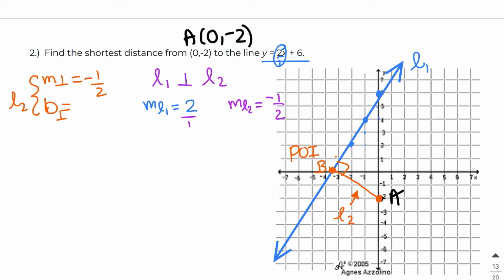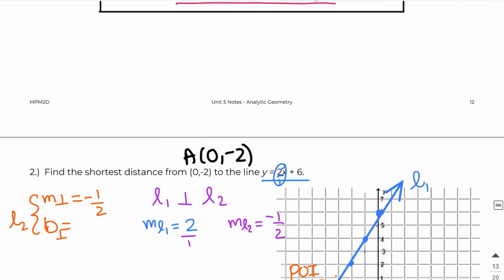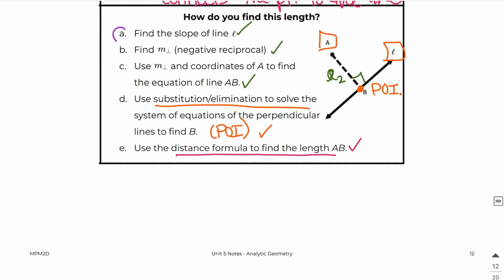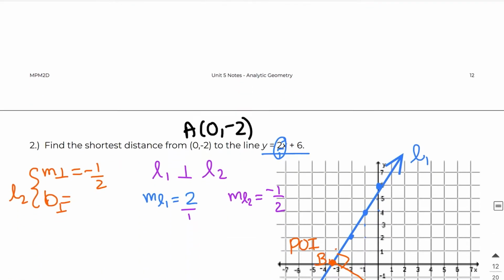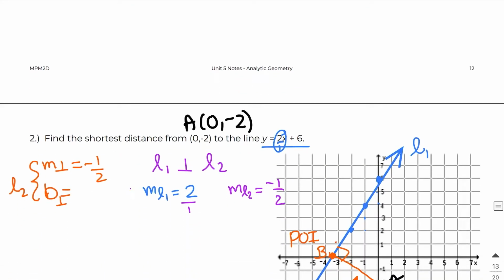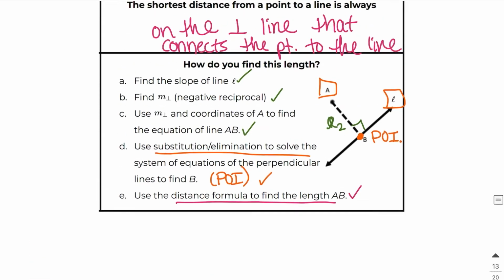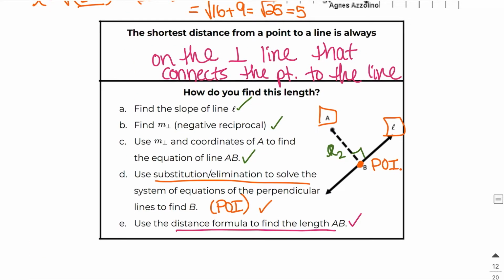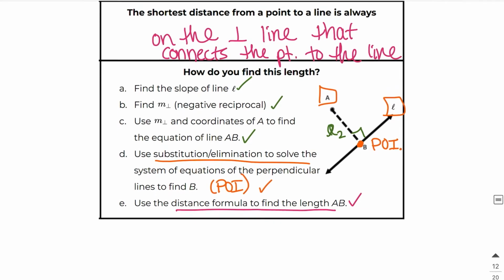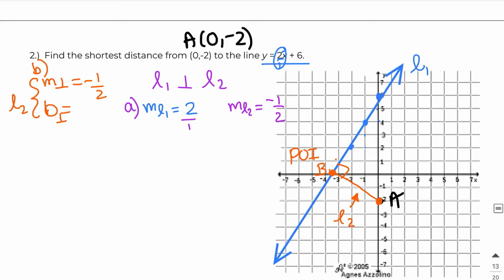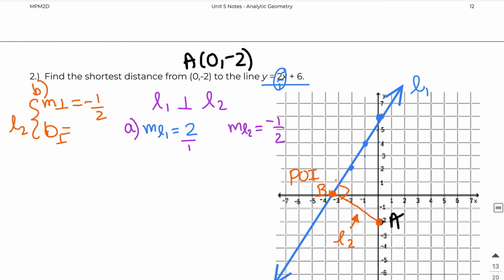Okay, so let's look back at what we have here. Step A was to find the slope of line L. So this is what we did here. This was the slope of line L1. Step B was to find the perpendicular slope right here. And then step C is to use M perpendicular and the coordinates of A to find the equation of AB, which is line 2. So let's go ahead and do step C now.